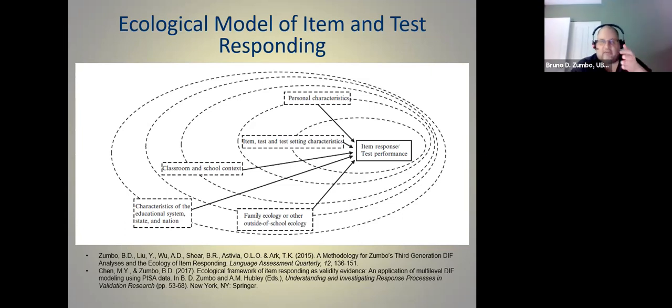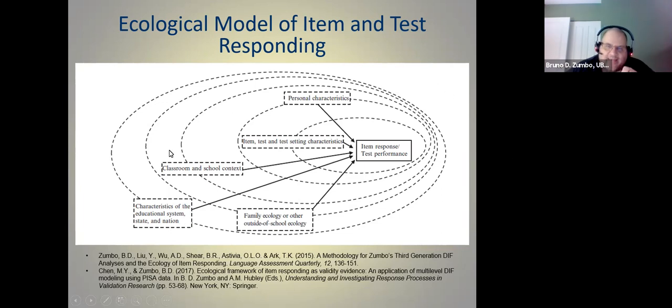And you look at personal characteristics, item, test, and test setting is in here. You'll see there's an educational context. You'll see classroom and school context, the family ecology, or other outside of school ecology. Yes, children, not only school children, are not only in the classroom, and characteristics of the educational system.